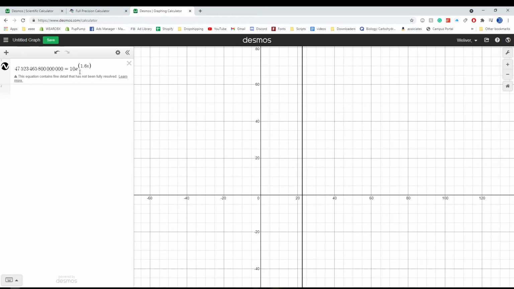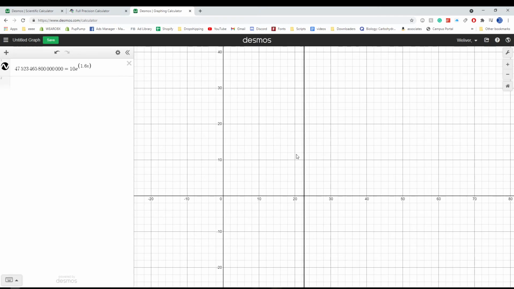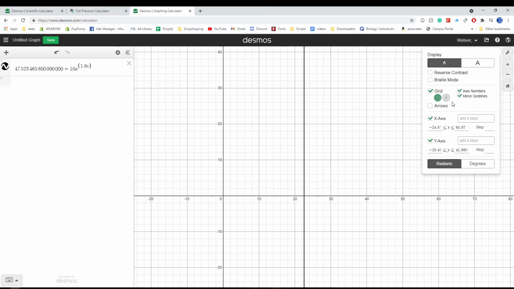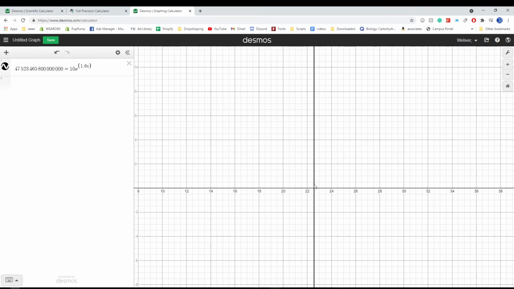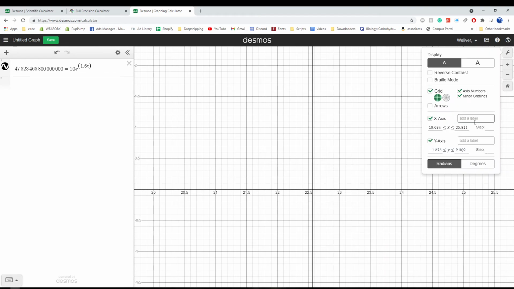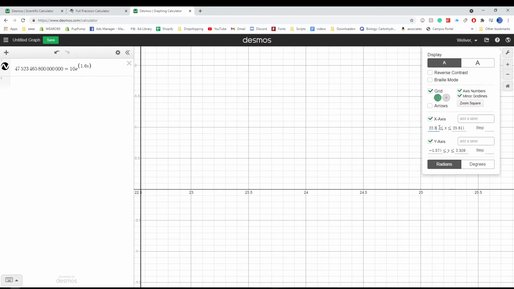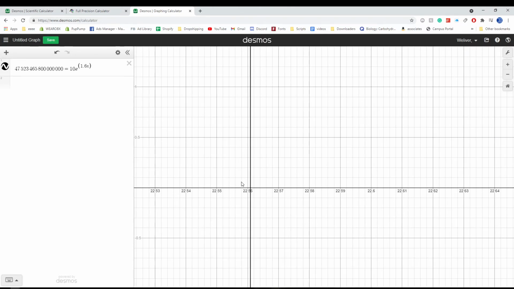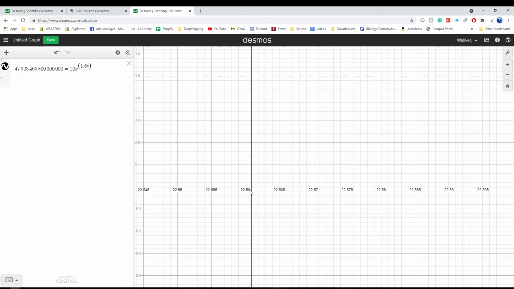This equation shows up as one line, and because it's one straight line, it means there's one x value. You can see that it's by about 22.5. So I'm just going to change the graph a little bit to make it easier to look at. I'll do 22.5 to 22.7. Zoomed in close, you can see we're at 22.56.